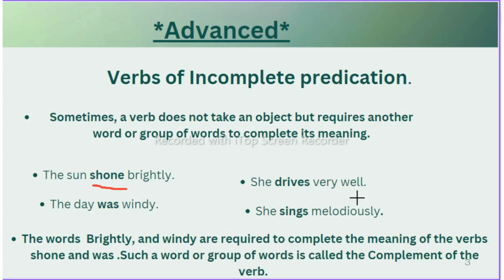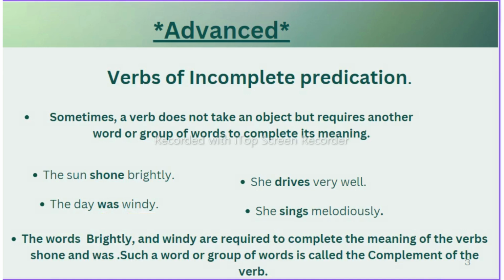She drives very well. The day was windy. She sings melodiously. So these are all intransitive verbs which have taken another word to complete their meaning. So the words like brightly and windy are required to complete the meaning of verbs like shone and was. So such words or groups of words are called the complement of the verb. So that comes under intransitive verb only.